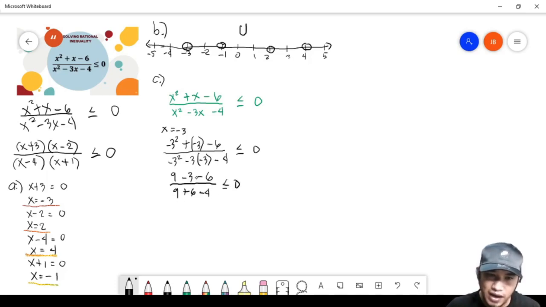9 minus 3, that is 6. Minus 6, that is 0. All over. 9 plus 6 is 15. Minus 4 is 15. Alright. So, it's less than or equal to 0. Wait lang. Sorry.